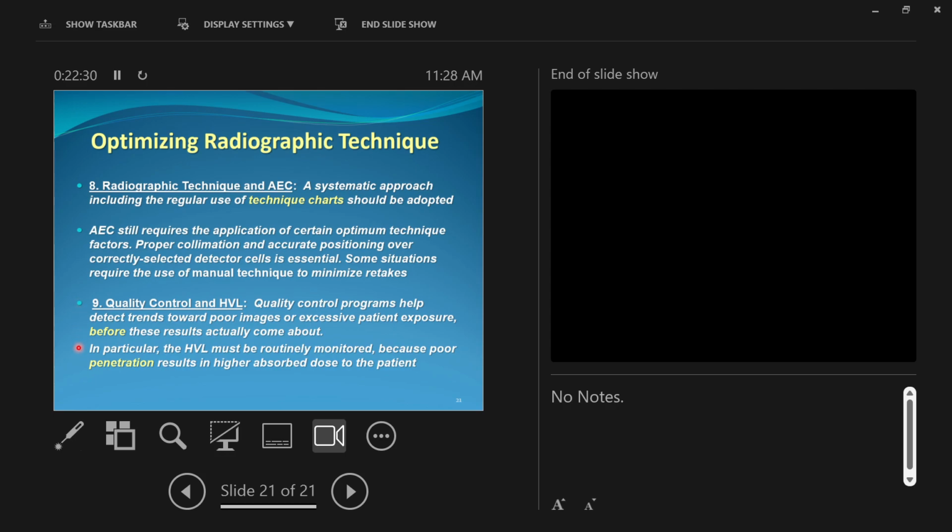And then half value layer refers to basically the intensity of the X-ray beam, and this is closely monitored by the people that service your equipment, making sure that your beam is not being overly penetrating. You might think that an X-ray machine would get less and less effective over time. They actually get more and more effective over time. The machines produce a more and more penetrating beam as they age. So it's sort of the opposite of what you would expect. So we've got to keep an eye on that. Half value layer is the number they use to evaluate that. All right.